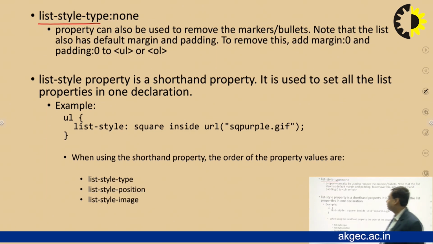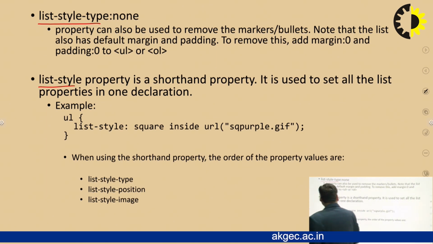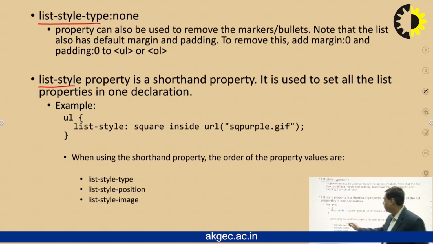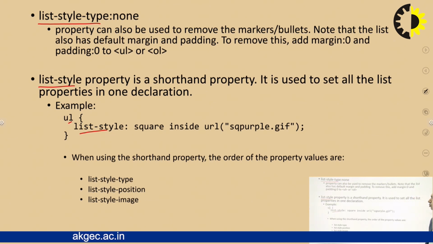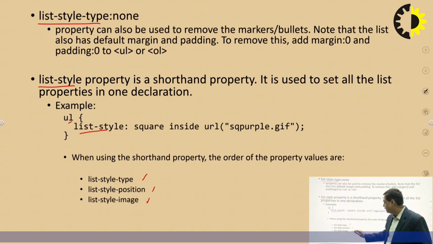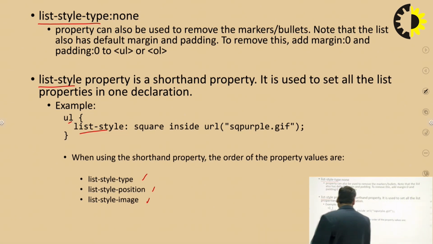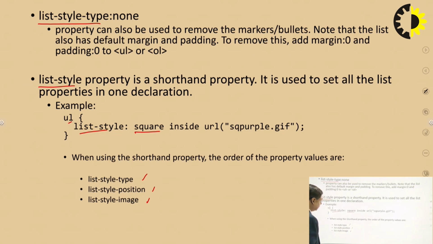Next, I will discuss list-style, which is the shorthand of all the above properties. So we have the UL here and we have list-style. Now you can give the values of all three properties: list-style-type, position, and image. We have given the list-style-type here as square, the list-style-position as inside, with one space in between. The first value is for the list-style-type, the second value is for the list-style-position, and the third value is for the list-style-image.